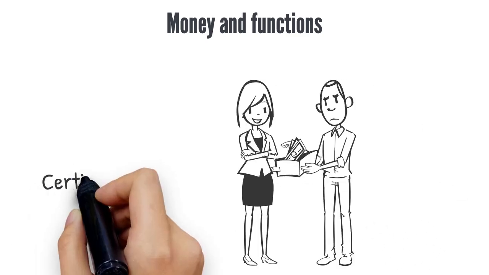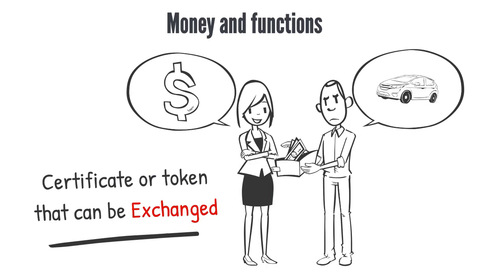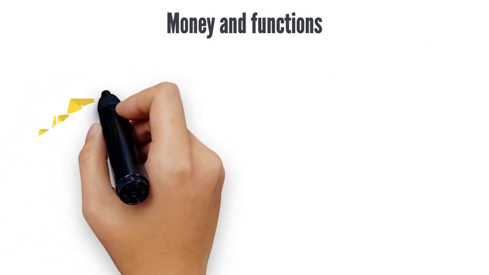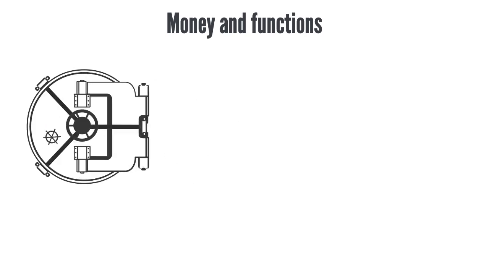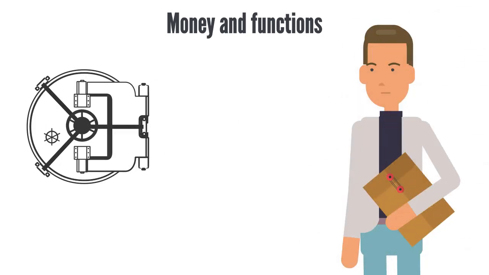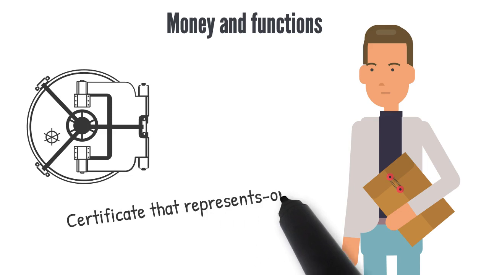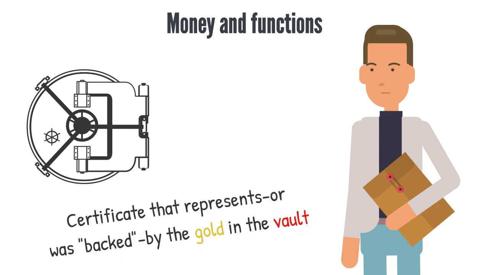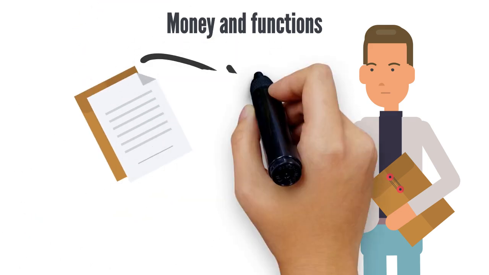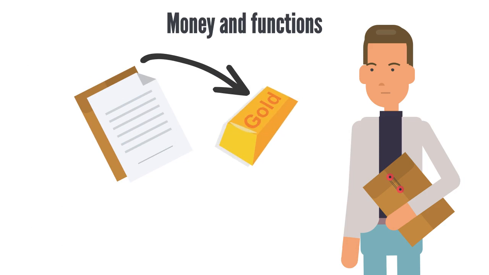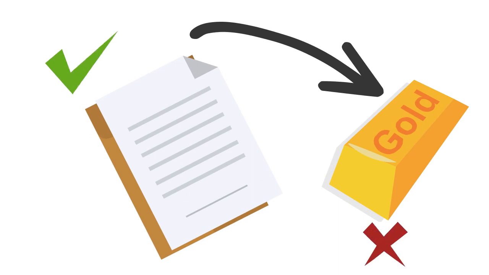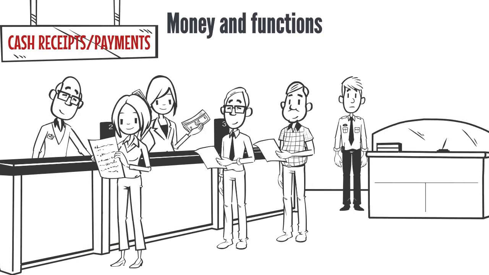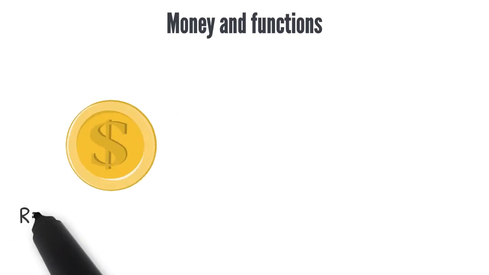Representative money is a certificate or token that can be exchanged for the underlying commodity. For example, instead of carrying the gold commodity money with you, the gold might have been kept in a bank vault, and you might carry a paper certificate that represents or was backed by the gold in the vault. It was understood that the certificate could be redeemed for gold at any time. Also, the certificate was easier and safer to carry than the actual gold. Over time, people grew to trust the paper certificates as much as the gold.